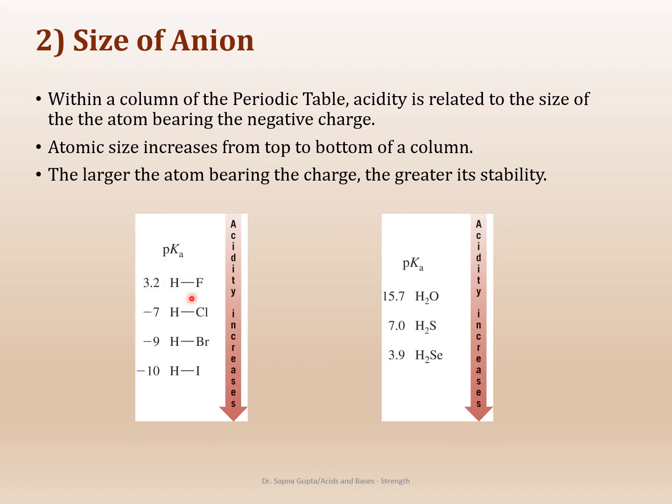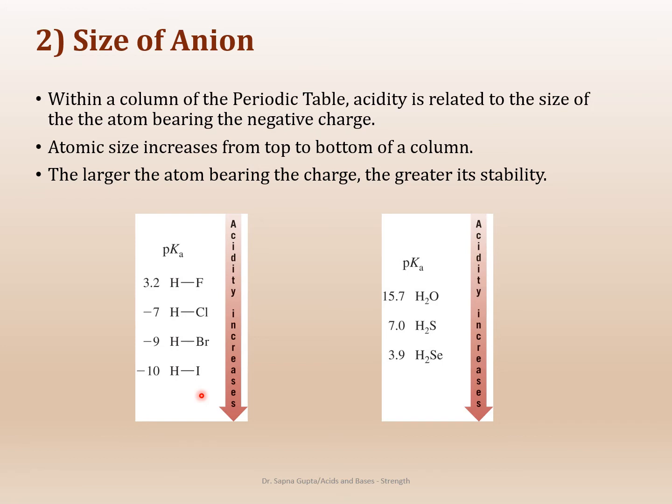HF, on the other hand, the fluoride ion is a very small ion. It cannot really hold on to the negative charge, even though it's very electronegative, but the size is very small. And therefore, it's not such a strong acid compared to HI. Within the same group, the hydroiodic acid is the strongest acid.